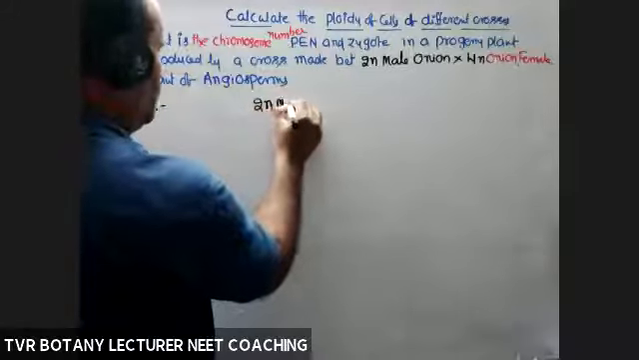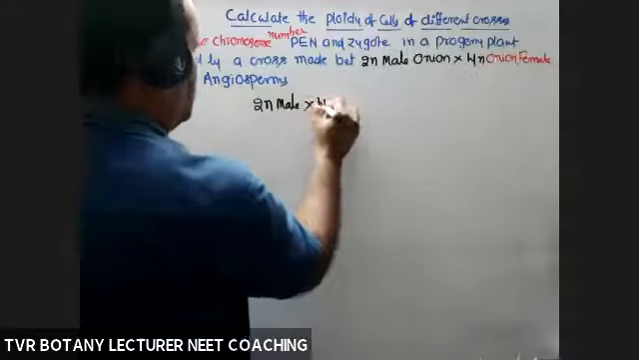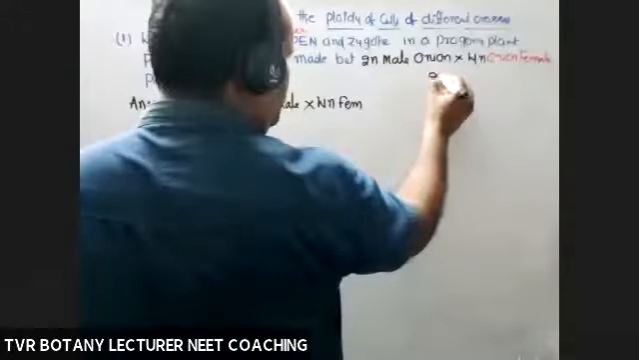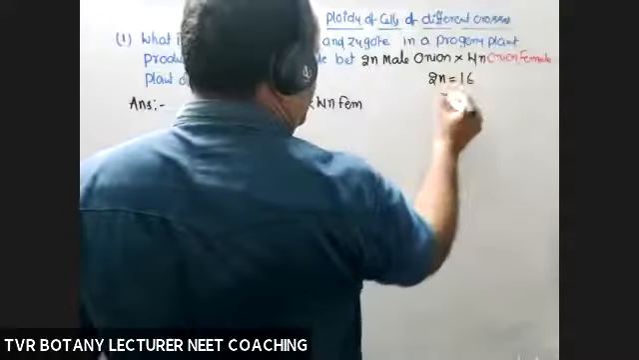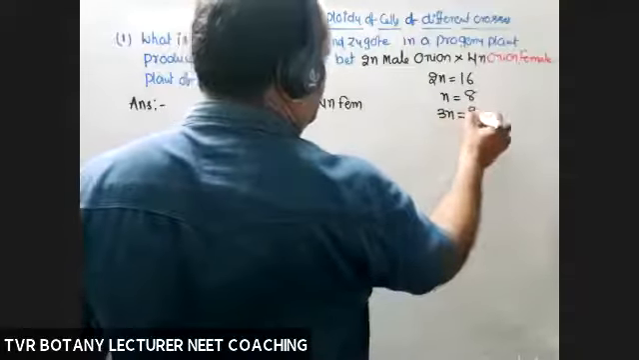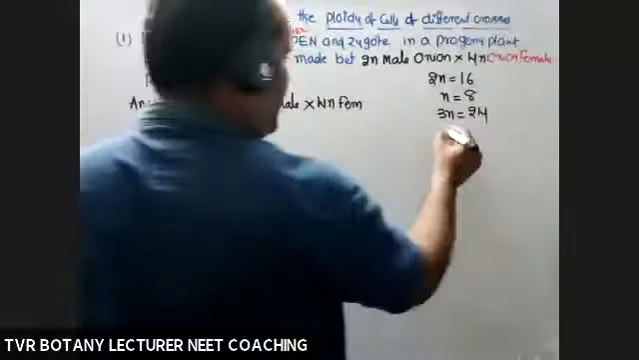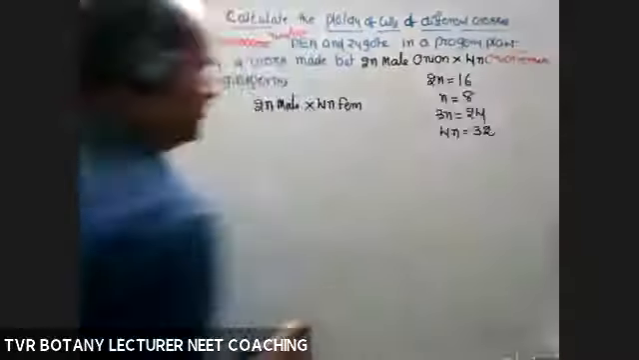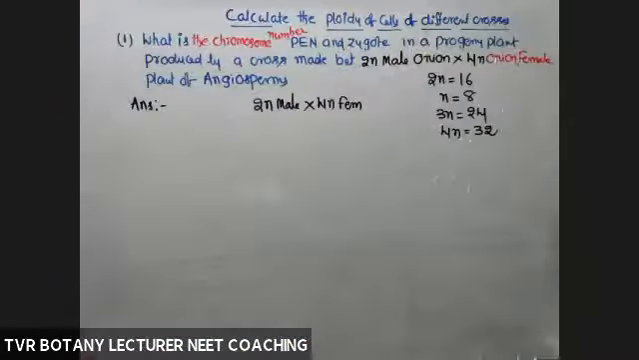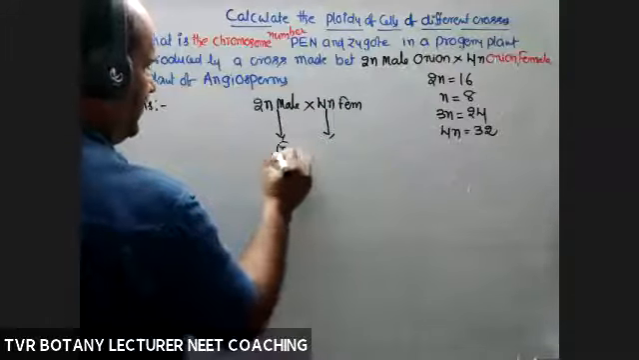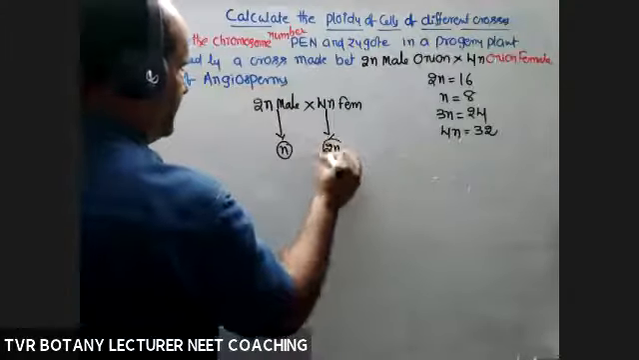2n crossed with 4n female. And you should know that 2n chromosome number in onion is 16. N is 8, 3n is 24, 4n is 32 and so on, right? So you should prepare that data, then only you can answer it. So now meiosis: haploid, this one is a diploid.